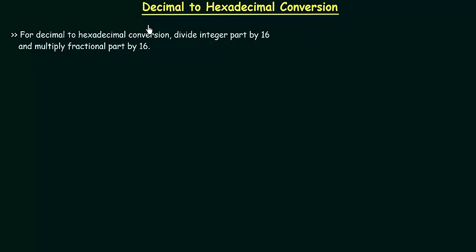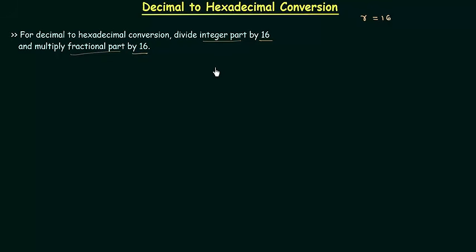In the last presentation, we completed decimal to octal conversion. The next conversion is decimal to hexadecimal. For decimal to hexadecimal conversion, we have to divide the integer part by 16 and multiply the fractional part by 16, because 16 is the base in case of the hexadecimal number system. The base or radix R in case of hexadecimal number system is 16.